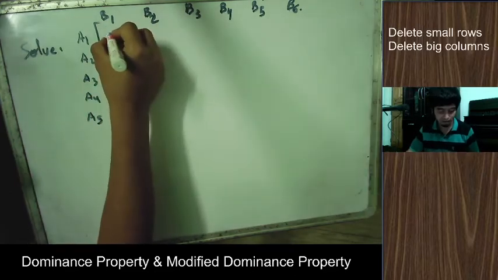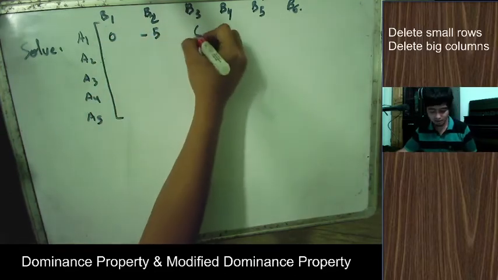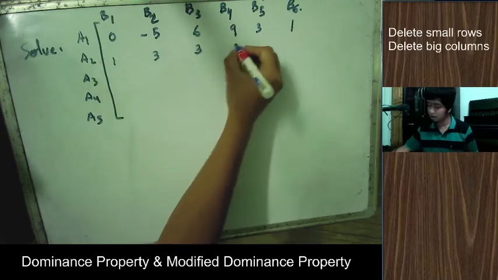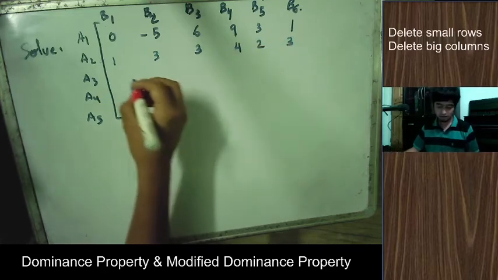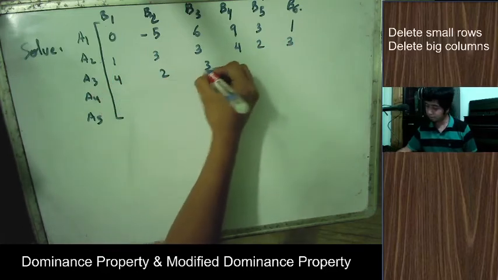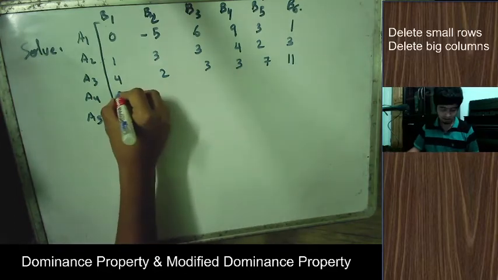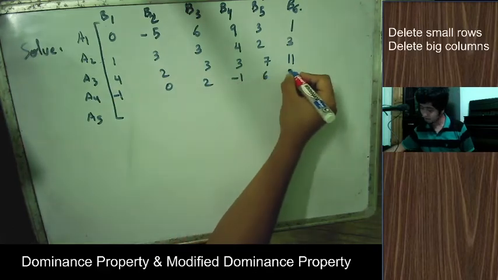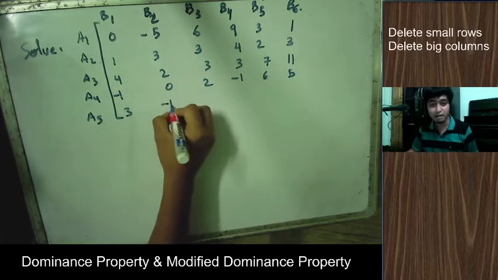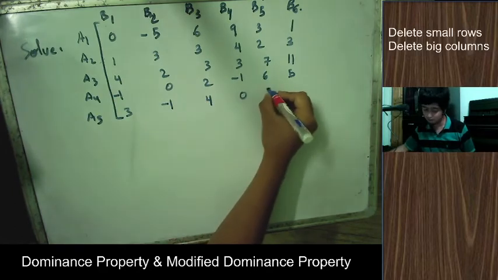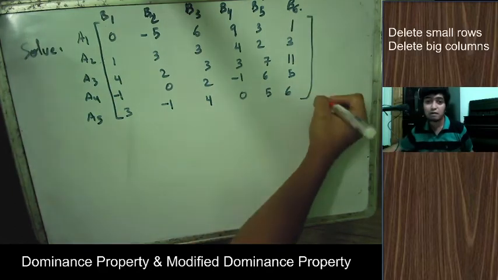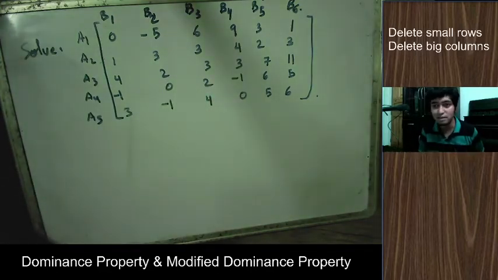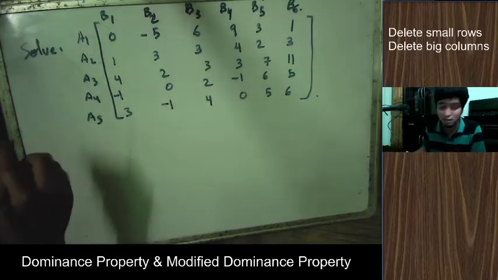Over here we will have these entries: 6, 9, 3, 1, 1, 3, 3, 4, 2, 3, 4, 2, 3, 3, 7, 11. I will write -1, 0, 2, -1, 6, 5, 3, -1, 4, 0, 5, 6. So I hope it is clear. B has 6 strategies and A has 5 strategies. Let us try to use the dominance property.